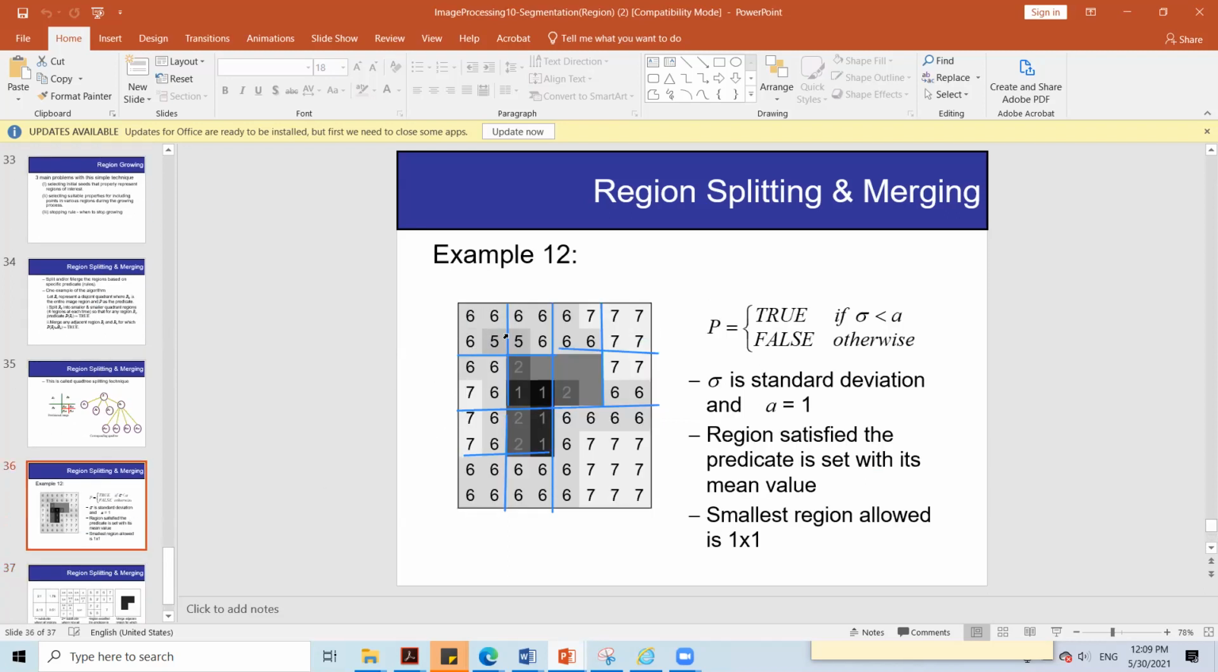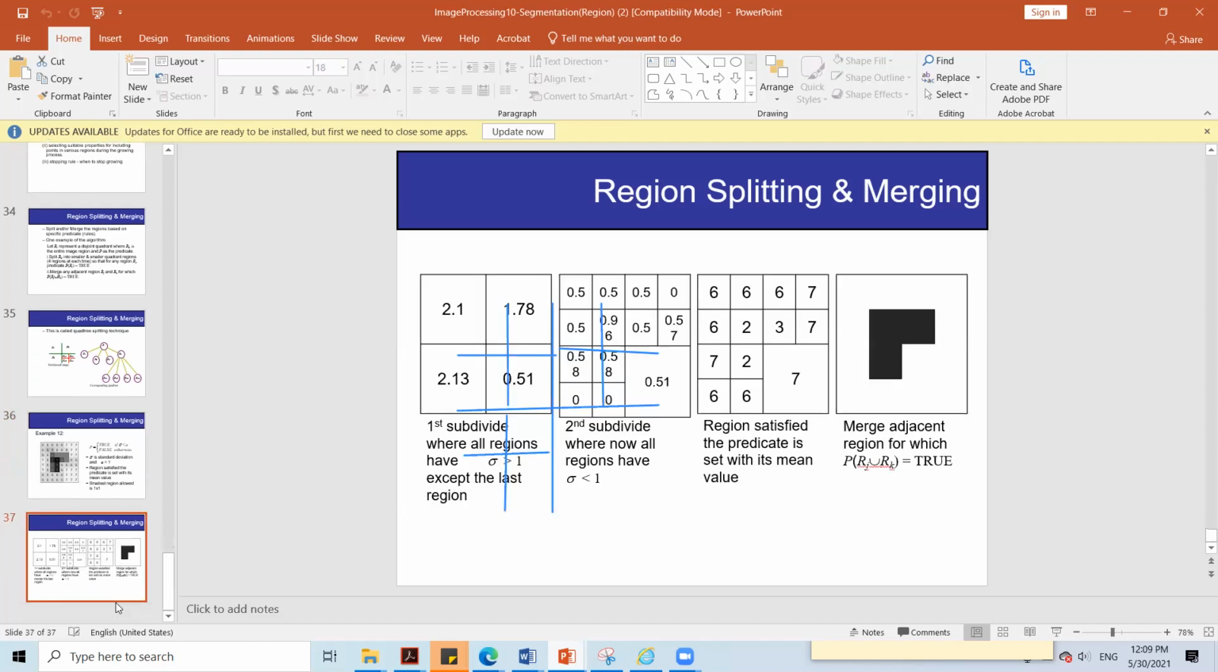What's the mean value for here? 6, right? Here is 6, right? You take the round number. 6, 7, 6. Maybe here is 2, 1. Here is 6, 6.5. We assume it is 6, 7. Then you put the mean value back to represent the region. Now you need to do the last process, which is called merge.